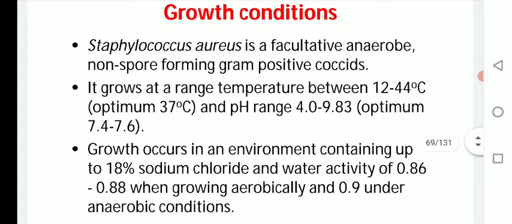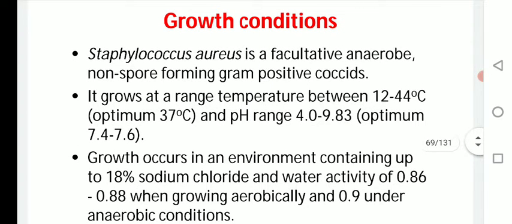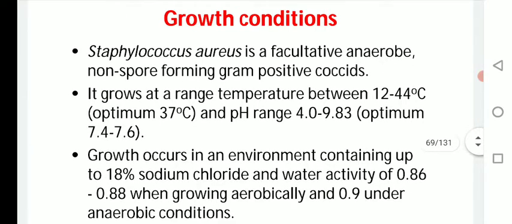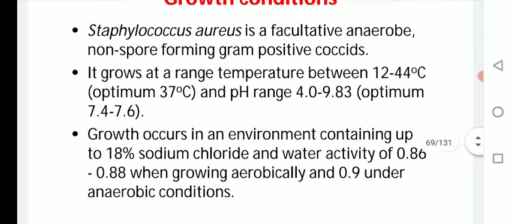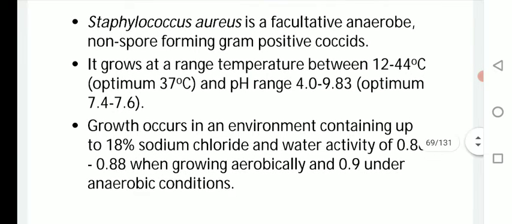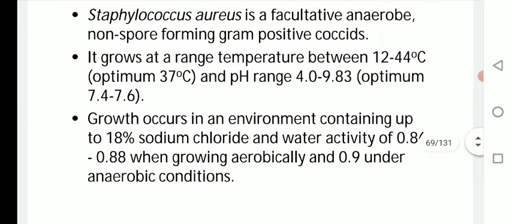Then growth conditions. As far as Staphylococcus aureus is concerned, it is a facultative anaerobic bacteria. It does not form any kind of spore, so it is a non-spore forming gram positive coccus. It grows at a temperature range between 12 to 44 degrees Celsius, and the optimum growth temperature for this bacteria is 37 degrees Celsius. That is, it grows well at body temperature. The pH range for this bacteria is 4.0 to 9.83, and the optimum pH range is 7.4 to 7.6.